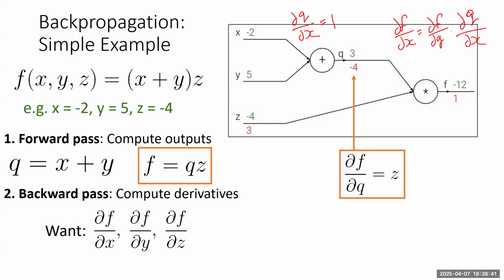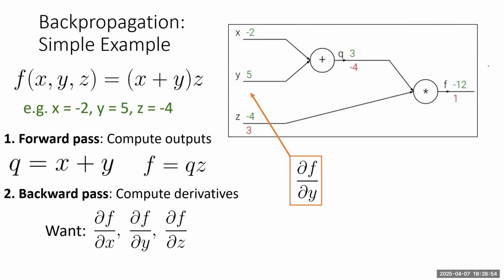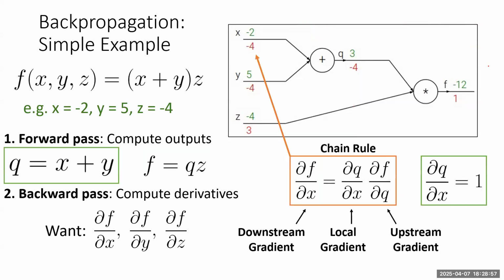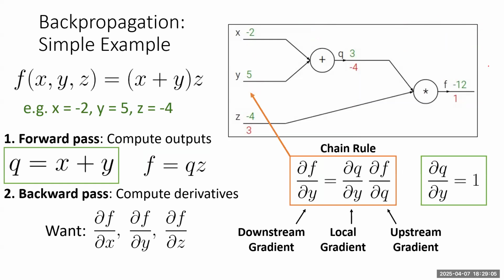Now I got this, and I got this before, which is -4. So the derivative of f with respect to x will equal -4. Same for y. The derivative of f with respect to y equals the derivative of q with respect to y times the derivative of f with respect to q. We already calculated -4, and this also will be 1. So it will be 1 times -4, equal -4.